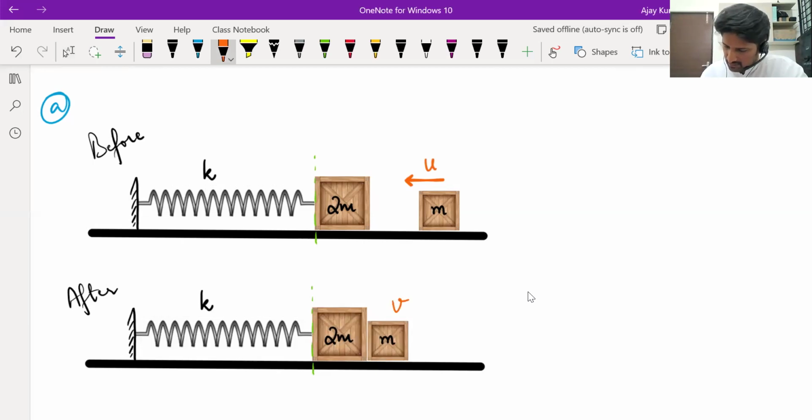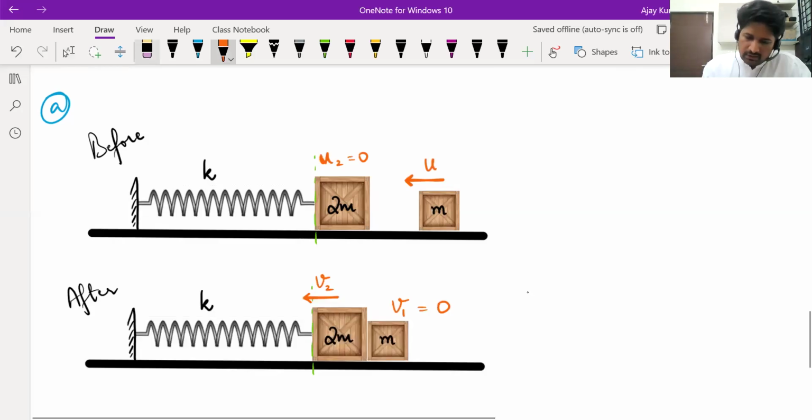I'll write it as V1 is 0. 2m takes off or starts with some velocity suddenly. Let's call it V2. This is what happens just after the collision. Later that V2 will decrease and become 0. But immediately after collision, this is the situation. I can say this one's velocity u2, initial velocity of 2m was 0. Initial velocity of m is known to us.